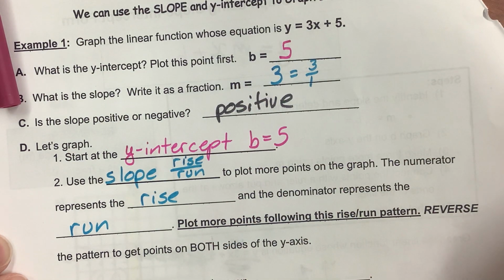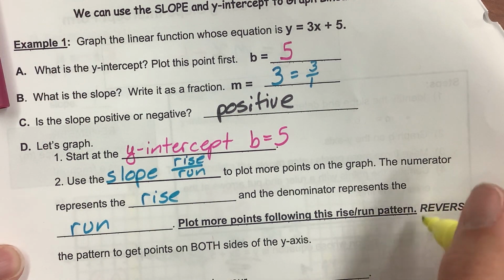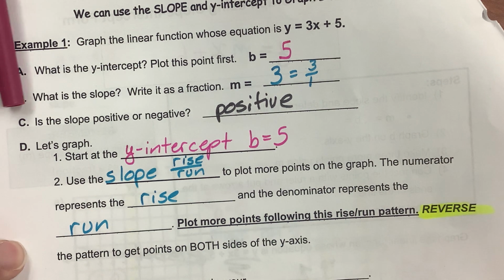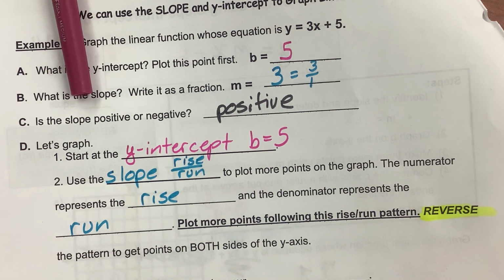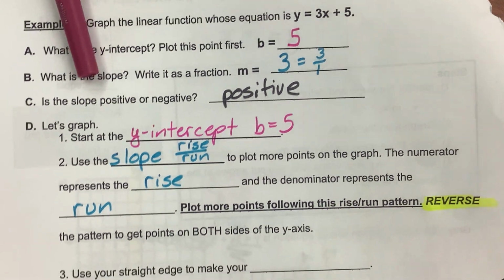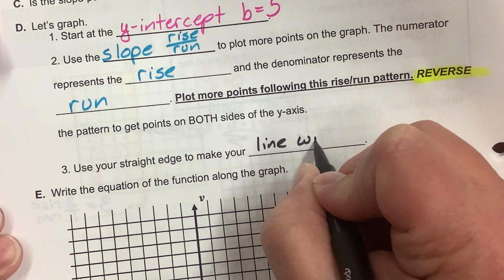Reverse it. That's what I was doing when I was going backwards. You reverse it. In other words, instead of rising, you're going to drop, because the reverse of rise is drop. And then use your straight edge to make your line with arrows.